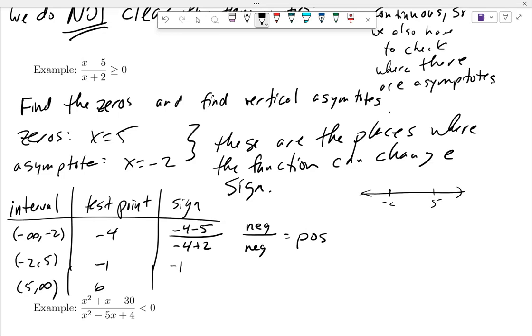Put in -1. The top is negative, and the bottom is positive. Negative divided by positive is negative. The last one, what do we get? Yeah, it'd be positive the whole time, isn't it? What are we looking for? Positives or negatives? The positives. So what intervals are we talking about?